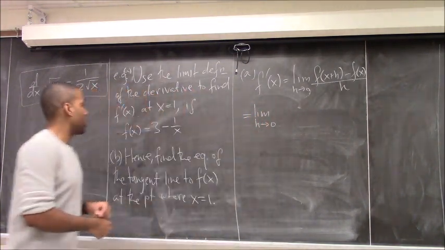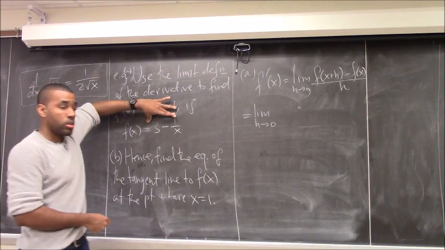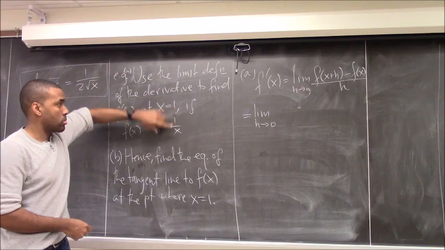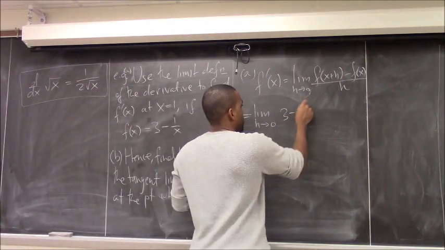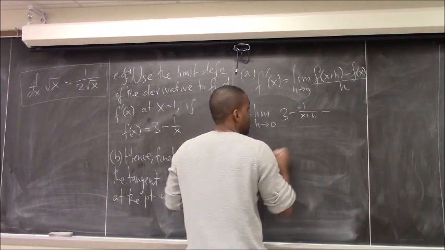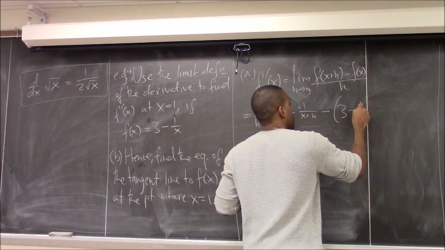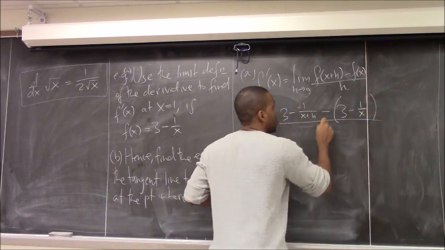So we're going to start to plug in here. So here's my f of x. What would my f of x plus h look like? 3 minus 1 over x plus h. Right, I'm just going to replace that x with x plus h. So it's 3 minus 1 over x plus h, minus the original function in parentheses, all over h.